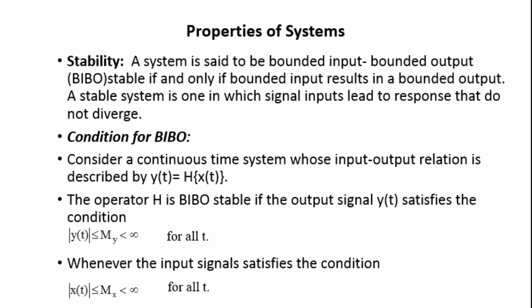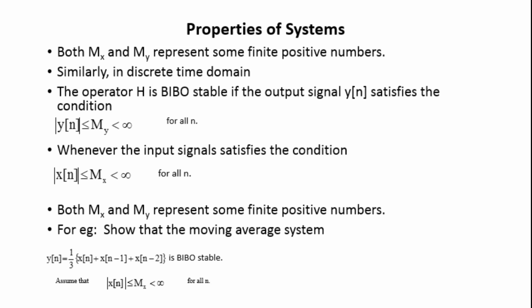First, consider a continuous time system whose input-output relation is described by y of t is equal to H into x of t. The operator H is BIBO stable if the output signal y of t satisfies the condition magnitude of y of t less than or equal to My less than infinity for all t, whenever the input signal satisfies the condition magnitude of x of t less than or equal to Mx less than infinity for all t. Both Mx and My represent some finite positive numbers.